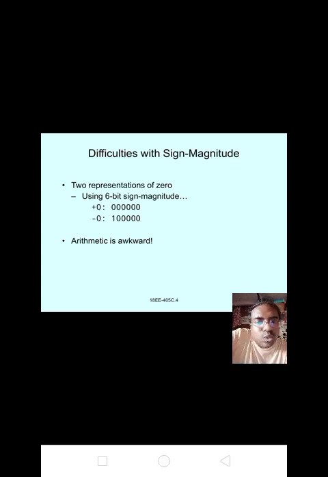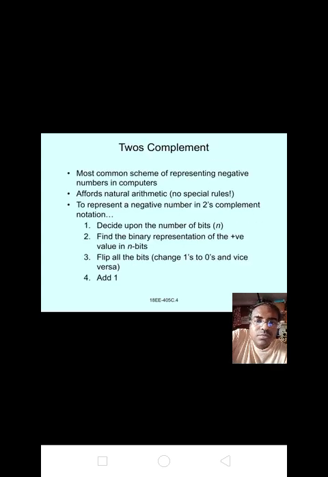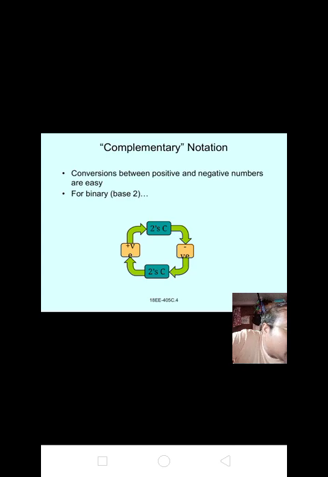Difficulties of sign magnitude: two representations of 0 using 6 bit sign magnitude. Arithmetic is awkward. Simple. Sign magnitude is simple to do. If positive, put 0; if negative, put 1. Afterwards we can get the other numbers. It is the sign magnitude. Next one, complement. 1's complement means 1s to 0s or 0s to 1s. 2's complement means first take the 1's complement, then add 1, that is the 2's complement.